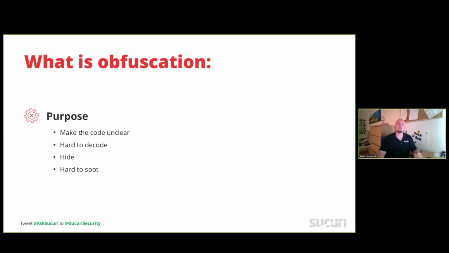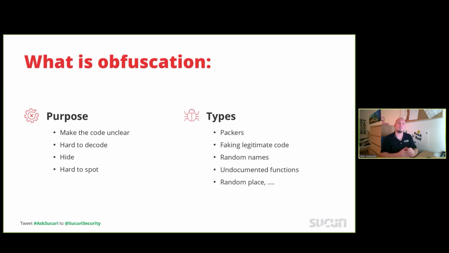So what is this obfuscation? It's actually an action to make something unclear, obscure. It makes the code unclear, hard to decode, helps to hide it, and makes it hard to spot. Nothing less, nothing more behind one word. And let me show you some types of obfuscation we know. These are just a few basic types of obfuscation.